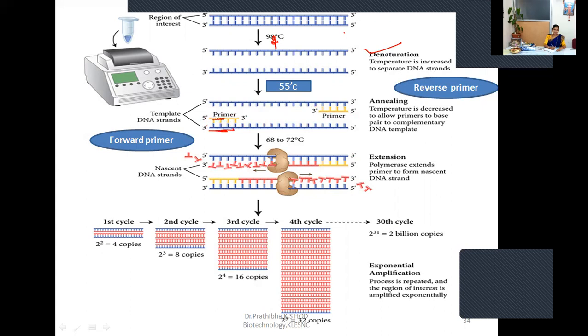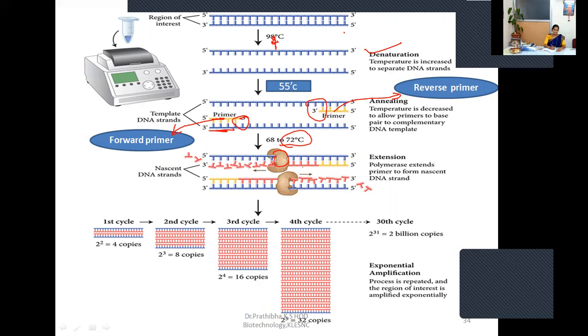Here you can see this as the forward primer, and this is the reverse primer. Again, the temperature will be increased to 68 to 72 degrees Celsius for the extension. Here in this case, what happens? Polymerase enzyme goes and binds to this double stranded initiation region on both sides. And here polymerase extends the primer to form a nascent DNA strand, which will attach here.